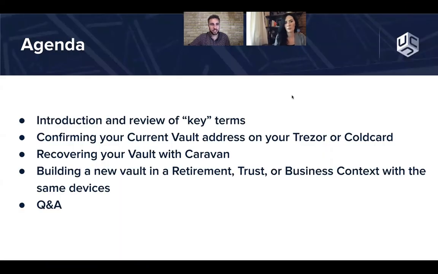Here's the specific agenda for today. To begin, we're going to go over just a few key terms. These are important terms that you'll want to understand in order to better understand how Bitcoin works. Then I'm going to go through a couple of specific demos of advanced features of vaults. First of all, confirming the vault address on a Coldcard as well as a Trezor. Then I'm going to cover recovering from a vault with Caravan.